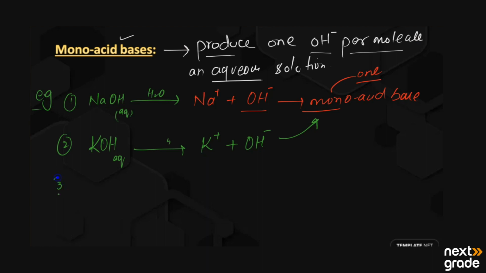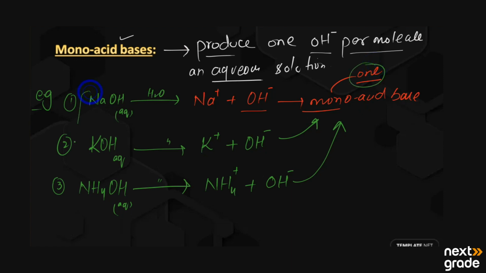The third example of monoacid bases is ammonium hydroxide, NH4OH. When it is dissolved in water, it produces the NH4 positive ammonium cation along with the hydroxide ion. So it also falls under the category of monoacid bases. All these produce one hydroxide ion, so these are known as monoacid bases.